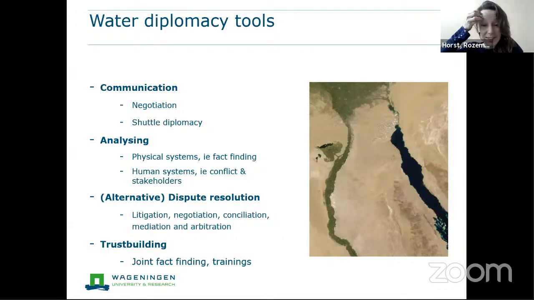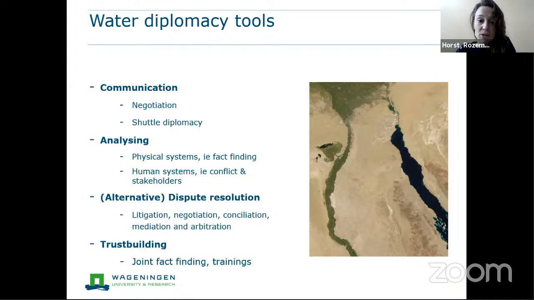Then there are different tools that I want to highlight. So when we talk about communication, one of the aspects of diplomacy that we are very aware of is negotiation. Then at the moment where relations between states are difficult, it is possible for a third party to shuttle between different states to bring across messages. And I think also in times when communications are difficult, this is a very important element. In the water sector, we also see that cooperation over water is often possible, also at a technical level, even when relations between states at a more political level are challenging.